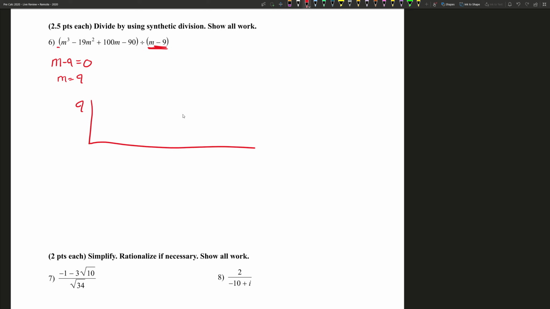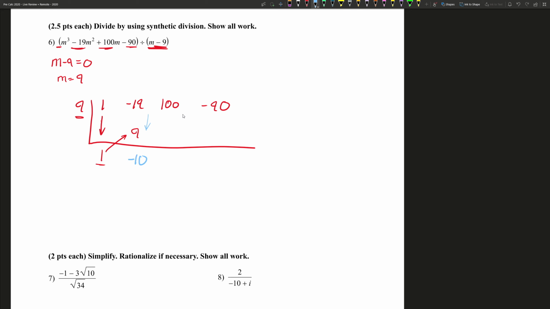and then each of these coefficients inside the box. So 1, negative 19, 100, and negative 90. All right, we drag down the first value and then multiply this value by this value. And that goes right up here. Add down. So we get negative 10 and then rinse and repeat.